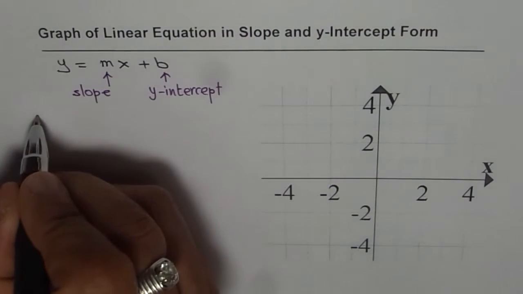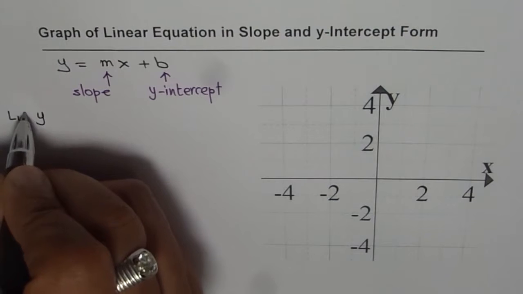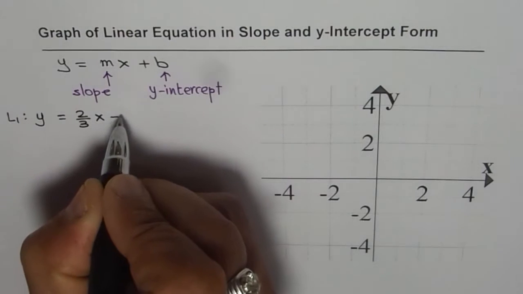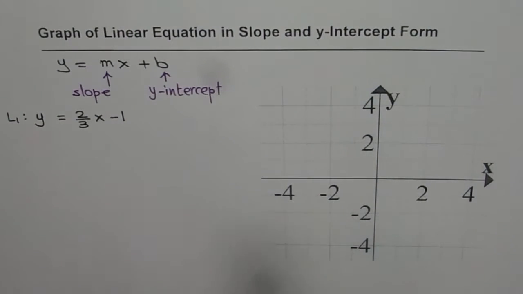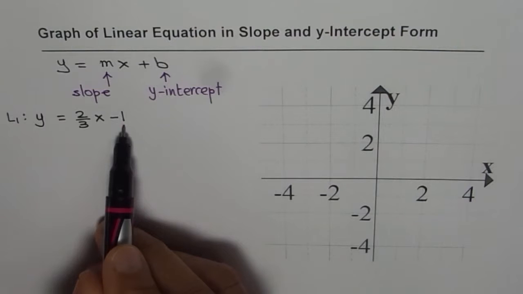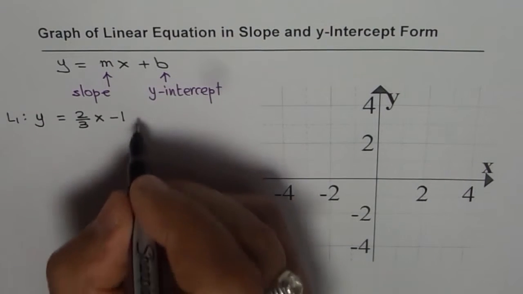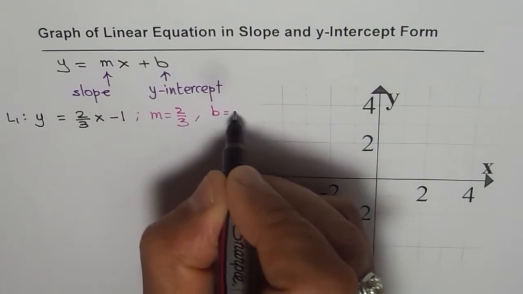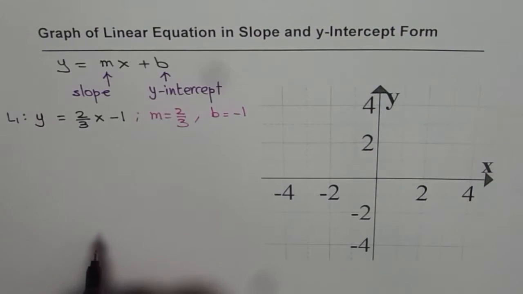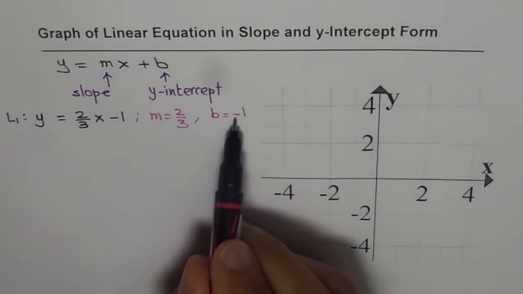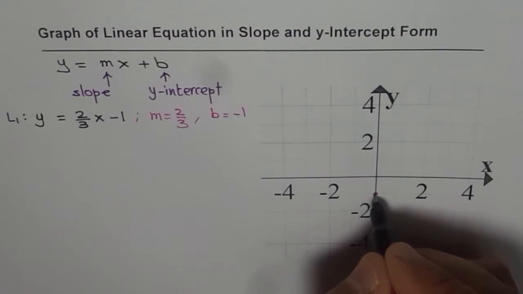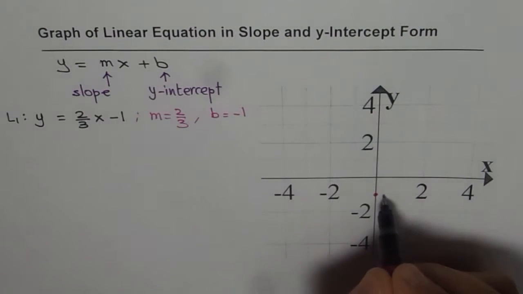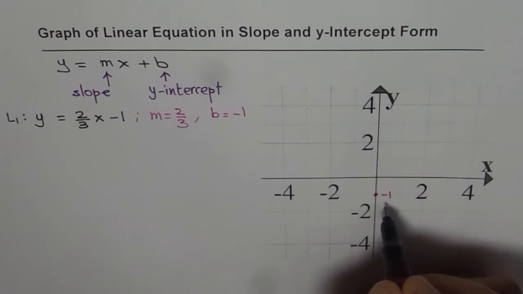So let's try to sketch a line. Let's say line 1 is y equals 2 over 3x minus 1. So here, what is the slope and what is the y-intercept? Slope is 2 over 3 and y-intercept is minus 1. Now to sketch this line, first let's go to the point minus 1, the y-intercept. So that is the y-intercept. So begin with the y-intercept. Minus 1 is the y-intercept for our equation of line.